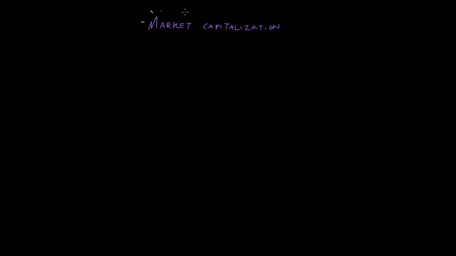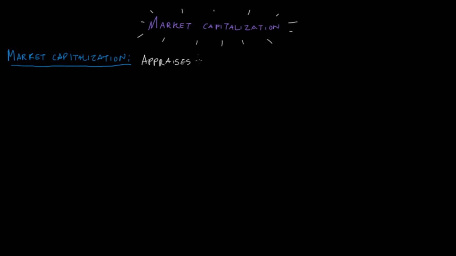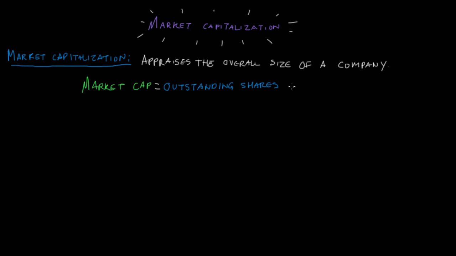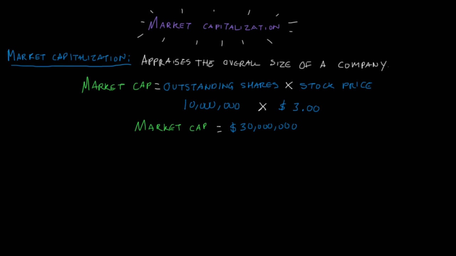Market capitalization, or market cap, simply appraises the overall size of a company. A simple formula is used to compute the market cap of any company. You simply multiply the total number of outstanding shares by the price per share to get your market capitalization. So, if a company's stock price is $3, we can just multiply it by the number of shares outstanding. Now let's assume that this company has 10 million shares outstanding. When we multiply $3 by 10 million shares outstanding, we get a market cap of $30 million, which is by definition a small cap company.